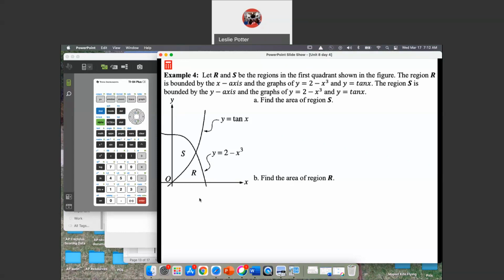Okay, so let's look at region S first, because that's our dx problem. We know these are identified. I'm going to put them green and red for top curve and bottom curve, and we're looking at region S. If we want to integrate region S from left to right, we know it starts at 0 and ends at this point of intersection, and we need to find that point of intersection.